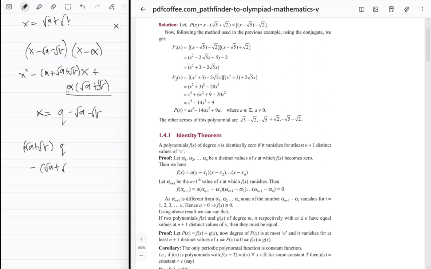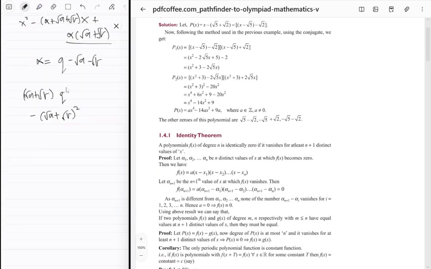Square root of a plus square root of b squared, right? So this is already irrational. What about this guy? It's a plus b minus 2 square root of ab, right? And then plus square root of a plus square root of b times q. So for this to be rational, what should happen is that this thing must be rational. Now, can this be rational, right?